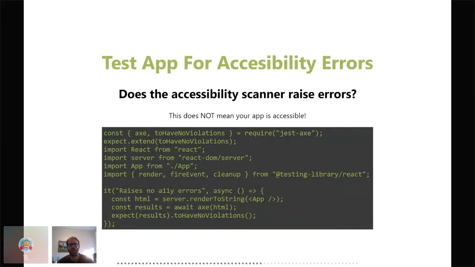But basically, shoot, this is a bad one. We render the app, and then we expect it to not have violations. The example code has this, and I will update this in there.